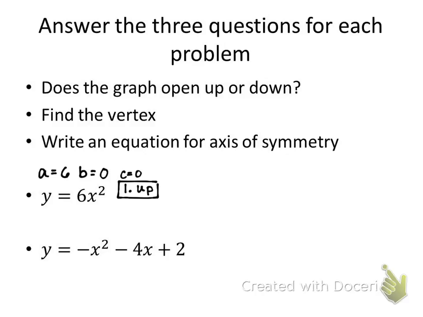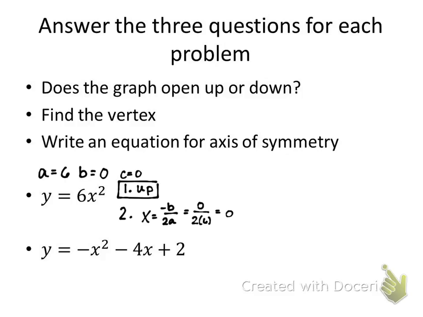Now, question number 2 says, find the vertex. So where do I start to find a vertex? X equals negative B over 2A. Very good. X equals negative B over 2A. But what's B in this equation? 0. So I put a 0 up top, 2 times 6, but anything 0 divides by is what? 0. So is that my vertex? Can I box that in? No. Now what do I need to do?